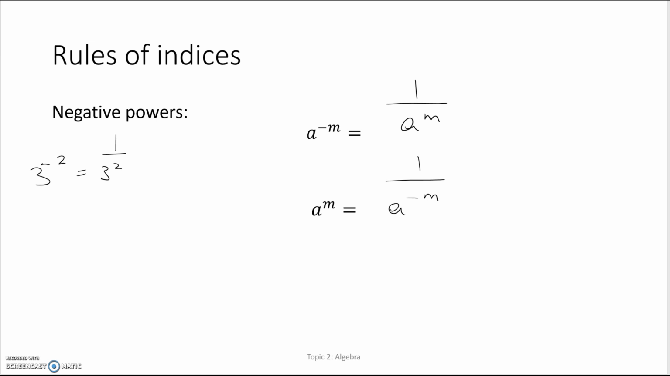We can prove that if we need to. We don't in this course, but it's sometimes interesting to see where these things come from. 1 over a cubed is equal to a to the 0, because a to the 0 is 1, over a cubed, which is a to the power of 0 minus 3, which is a to the power of negative 3. Bingo! That's what we needed to prove.